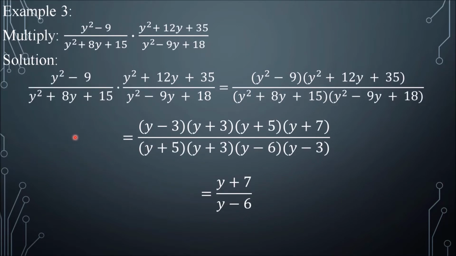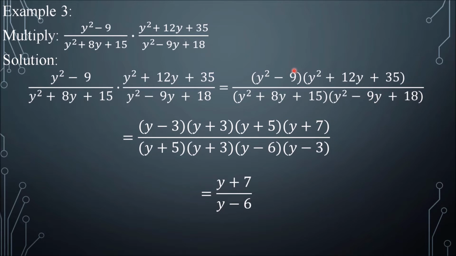Next, number 3. Multiply y squared minus 9 divided by y squared plus 8y plus 15 times y squared plus 12y plus 35 divided by y squared minus 9y plus 18. So first, you can do combining numerators. So let's have this y squared minus 9 times this one, coming from here, and then this denominator multiplied by this, so we have this one.